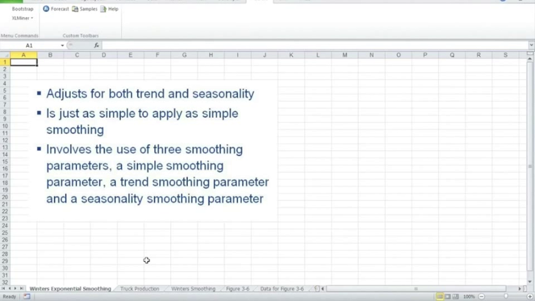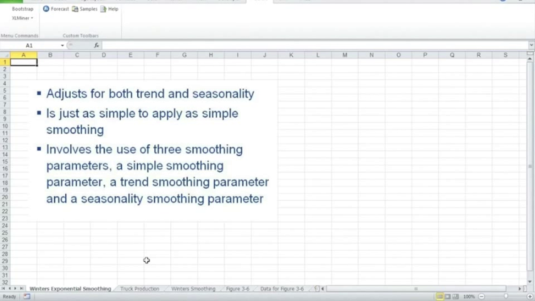Running a Winters Exponential Smoothing model is essentially the same as running a simple or a Holt exponential smoothing model. The difference is there will be three smoothing constants estimated in a Winters model. One will be the level smoothing constant, one will be a trend smoothing constant, and the new smoothing constant will be one that takes into account seasonality.